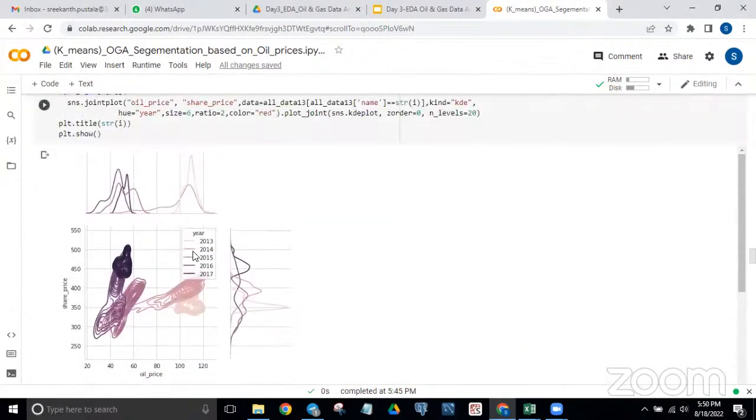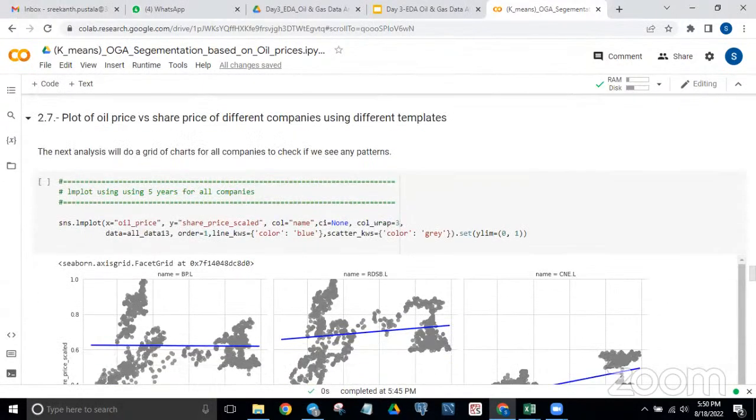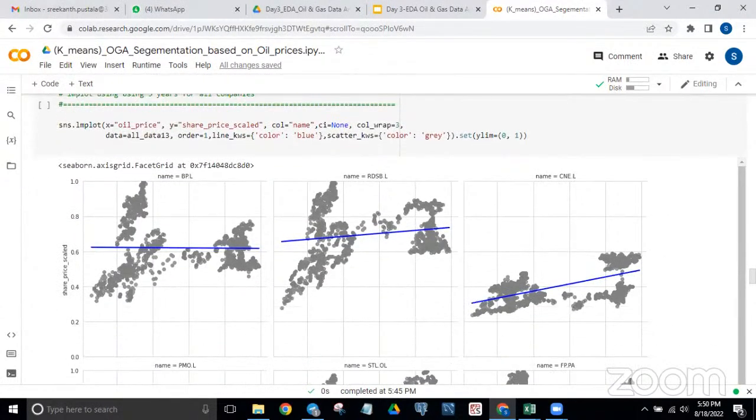Okay, so what is happening in these years, 2013 to 2017? What are the different changes that are happening here? Okay, in case of oil price and share price, that we are trying to look at. And here we are taking the plot that represents the different companies, and what is happening with the share price.